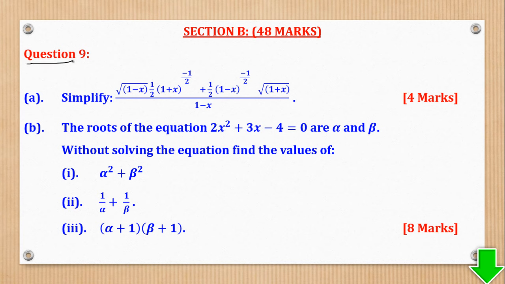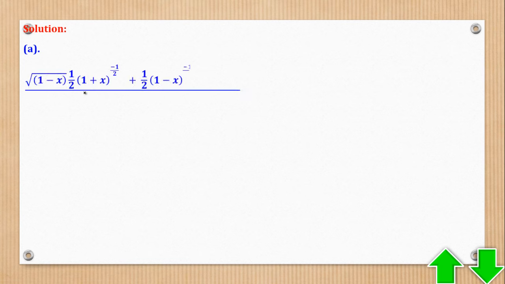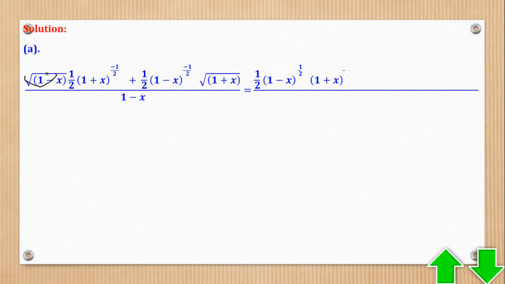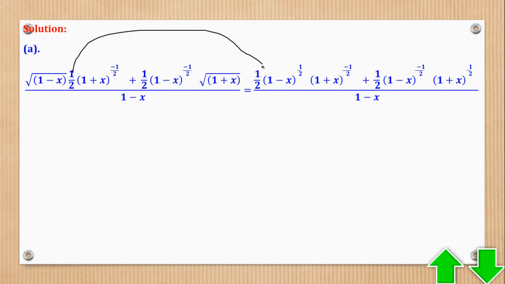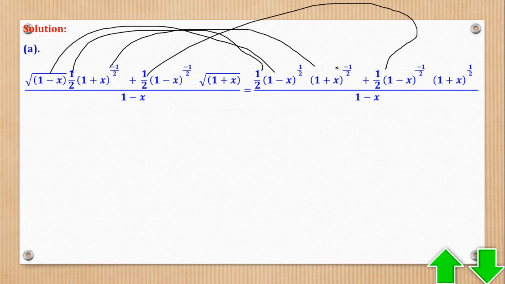Then now we shall go to section B. So question 9 says, simplify this. I think let's begin with that. So first is to remove this square root and put their power a half. So this will be power half, and this will also be power half. So I'll try to rearrange. You see this a half, it's better when it's starting, followed by that, which is okay. Then also here this, followed by this, followed by this.